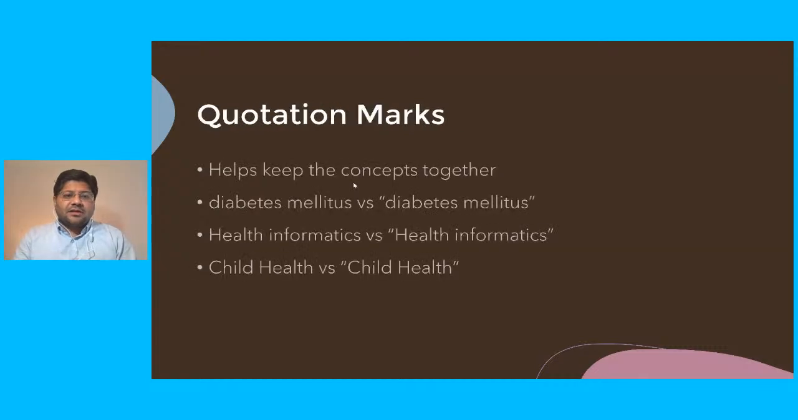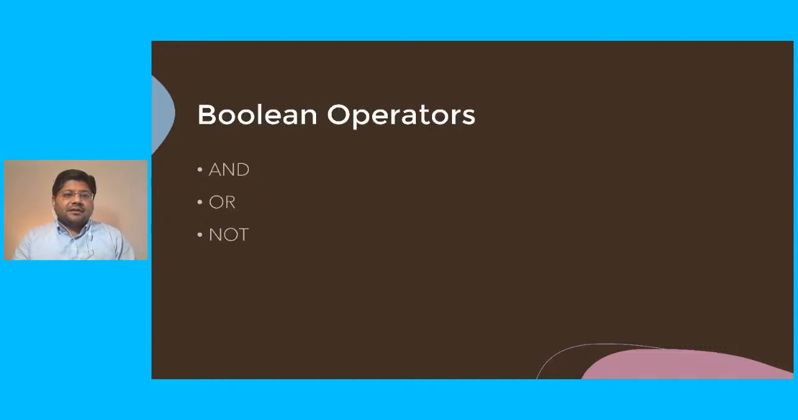So that is another important concept. Then the next concept which we are going to talk about is Boolean operators. There are three types of Boolean operator, and we're going to restrict our discussion only to AND and OR. We're not going to talk about NOT, because that is not very commonly used. AND and OR are commonly used Boolean operators.